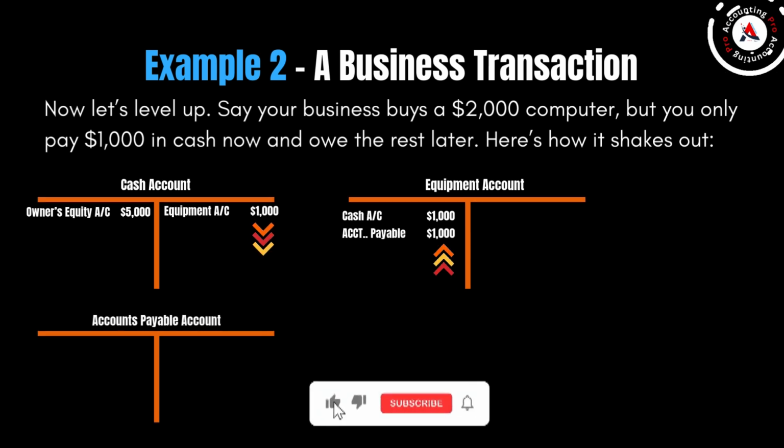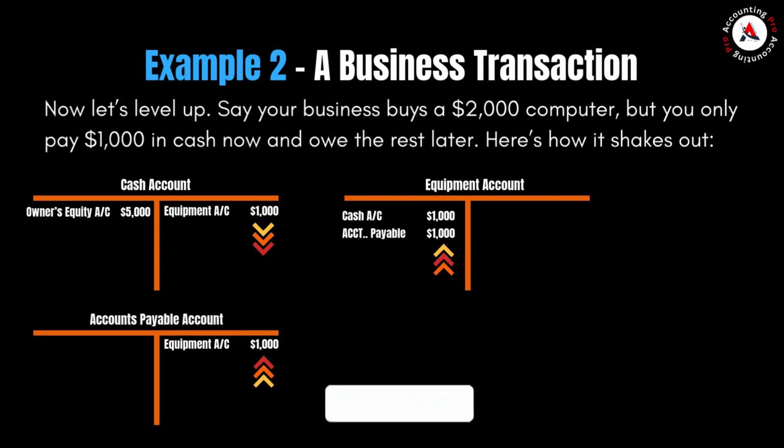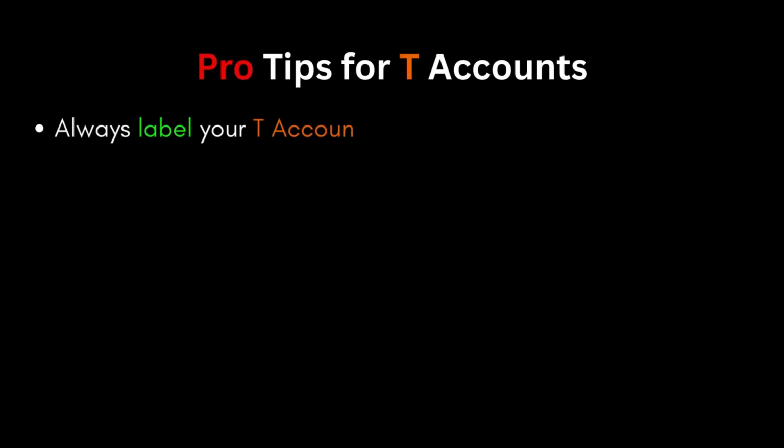You still owe $1,000, which is a liability called accounts payable. Liabilities increase with a credit, so $1,000 goes on the right. Check this out: $2,000 in debits, equipment, equals $1,000 in credits, cash, plus $1,000 in credits, accounts payable. Balanced again.